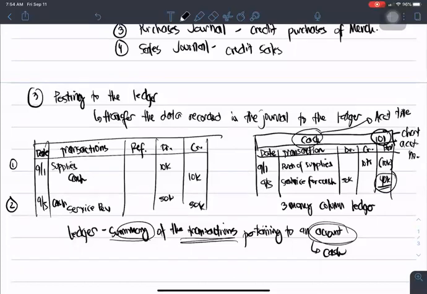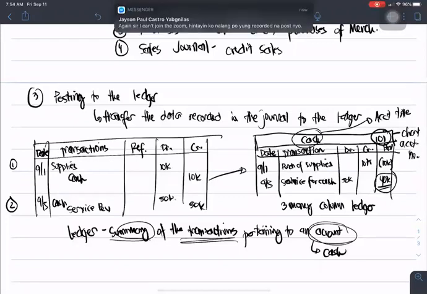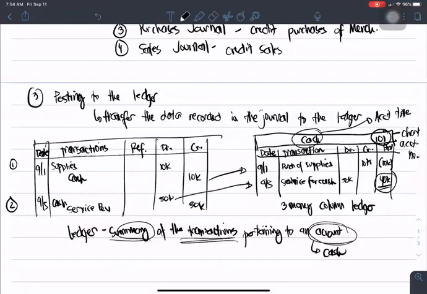So what we do is we transfer the items of cash to the ledger. This one is already transferred. This one is already transferred. So the 10,000 cash is transferred to the ledger, and the 50,000 cash was also transferred to the ledger, just to show that the ledger is a summary of the transactions pertaining to a particular account. Here, our particular account is cash. It is summarized in the ledger.